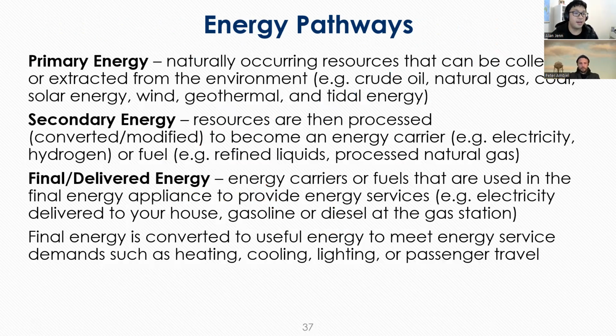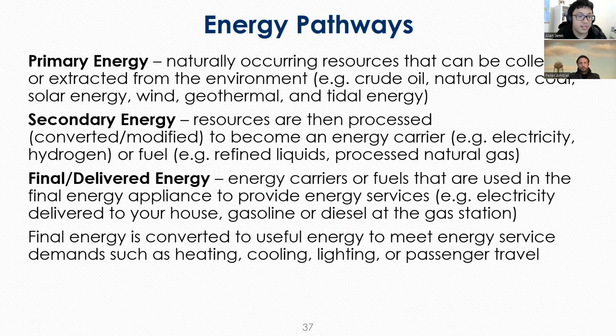Okay, energy pathways. So this is related to the conversion aspects of efficiency, but as I mentioned before, the definitions of these things. So primary energy are naturally occurring resources. So crude oil, natural gas, coal, sunlight, wind, geothermal, and tidal energy. These are all examples of things that are available without any conversion or refining processes.